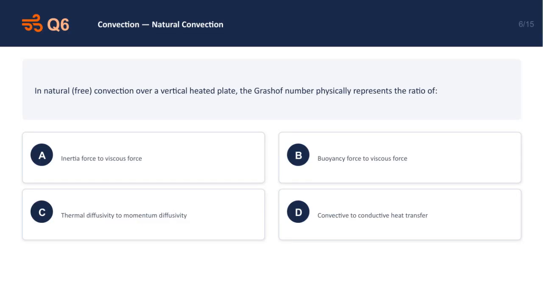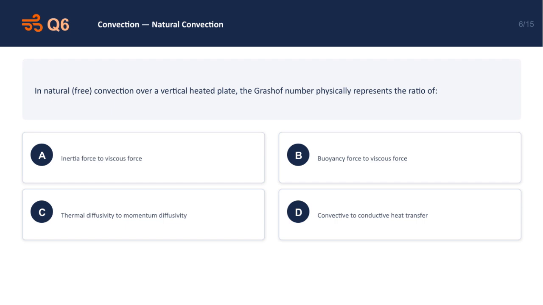Now let's talk about natural convection over a vertical heated plate and the significance of the Grashof number. The Grashof number essentially measures the balance between two key forces in this scenario. It represents the ratio of buoyancy forces, which are responsible for driving the natural convection flow, to viscous forces, which act to resist that flow.